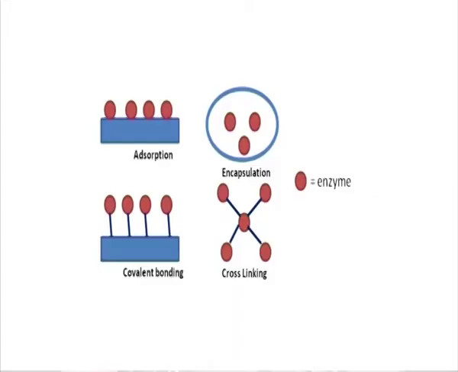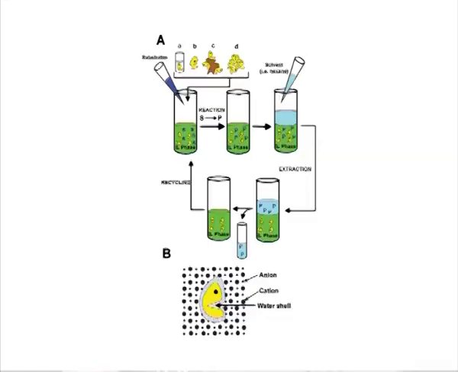The second method is encapsulation. Confining enzymes within the lattices of polymerized gels is another method for immobilization, which is called encapsulation, as depicted in figure 3. This allows the free diffusion of the low molecular weight substrates and reaction products. The usual method is to polymerize the hydrophilic matrix in an aqueous solution of the enzyme and break up the polymeric mass to the desired particle size.